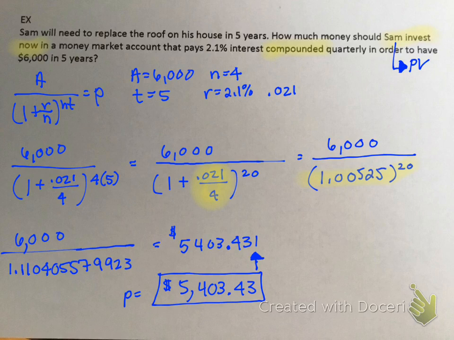Notice that $5,403.43 is less than $6,000, and that makes sense because we're talking about present value. And by the way, that closes out the section.